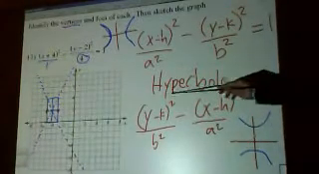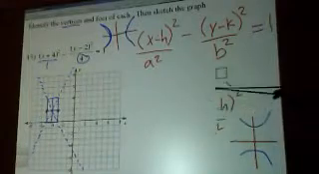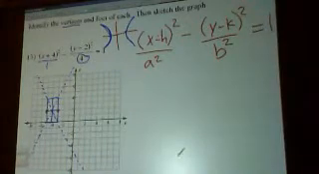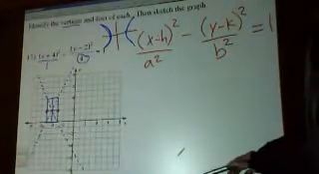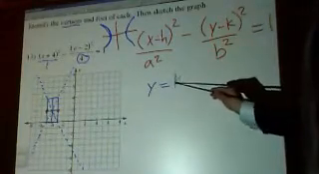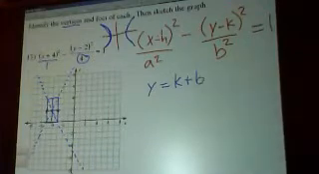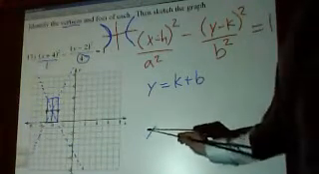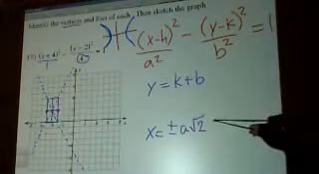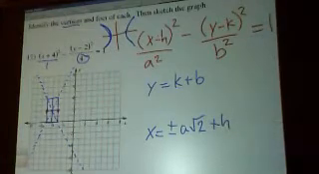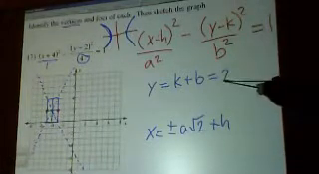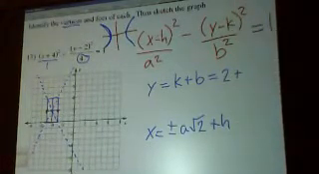Now, the way I've trained my students to do it is to calculate at least one point that's on the hyperbola. And I'm going to spare you the long lecture that we got this from. But you're going to go ahead and choose y to be k plus b. And in that case, x has to be equal to plus or minus a root 2 plus h. So in this case, our k is +2. You change the sign.